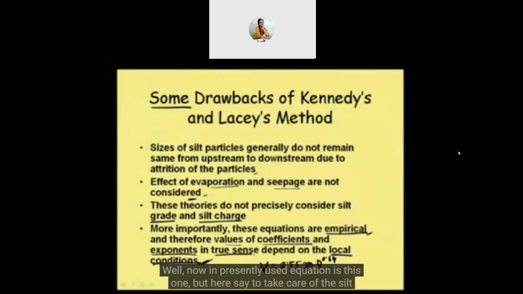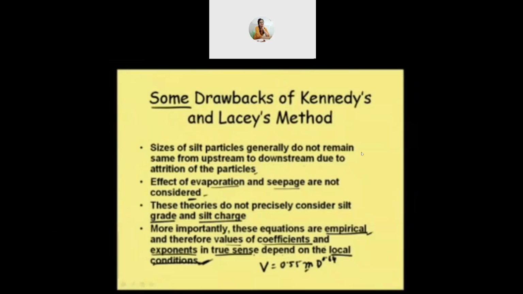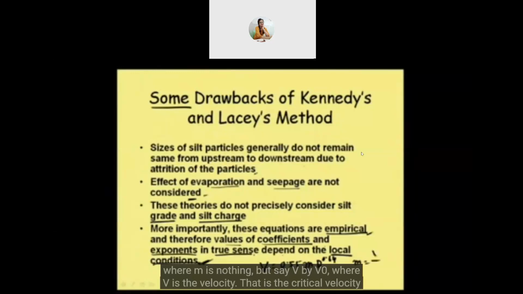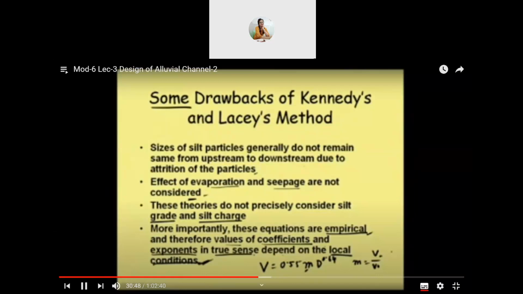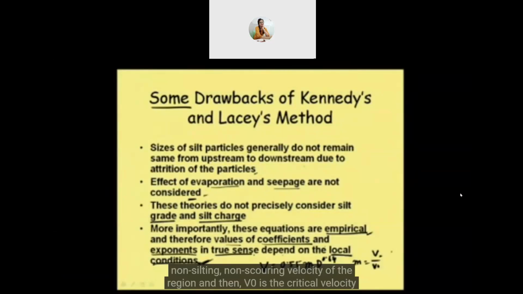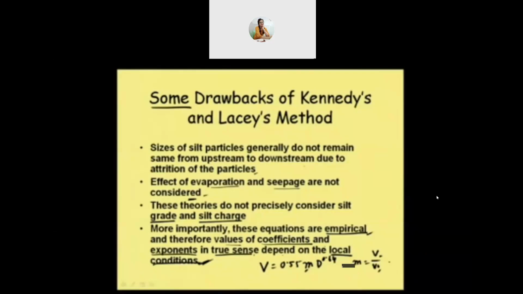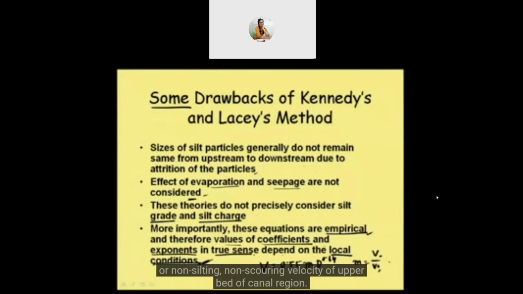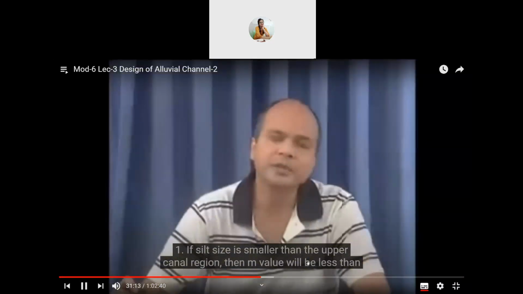Now the presently used equation is this one, but to take care of the silt part, that is, to take care of the influence of different locations, this M was introduced, where M is nothing but V by V0, where V is the critical velocity, the non-silting, non-scouring velocity of the region, and V0 is the critical velocity or non-silting, non-scouring velocity of the upper Bari Doab canal region. Now, if the silt size of that particular location is larger, then the value of M is greater than 1. If the silt size is smaller than in the upper Bari Doab canal region, then the M value will be less than 1.